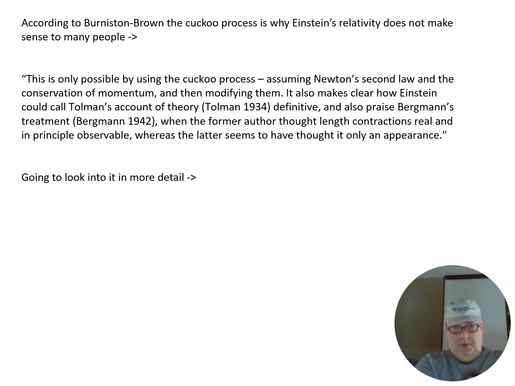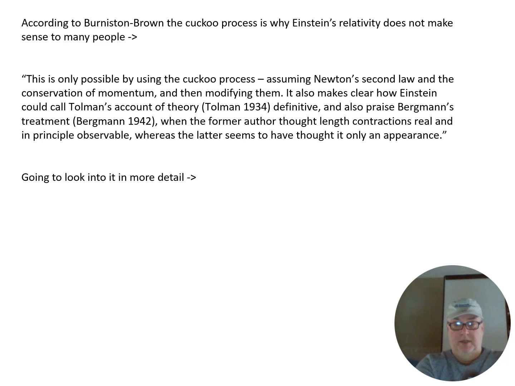According to Burniston-Brown, the Cuckoo process is why Einstein's relativity does not make sense to many people. So what Einstein's doing is interpreted by Burniston-Brown as a cuckoo process. And so he says this is only possible, when you're dealing with Einstein's relativity, by assuming Newton's second law and the conservation of momentum and then modifying them.